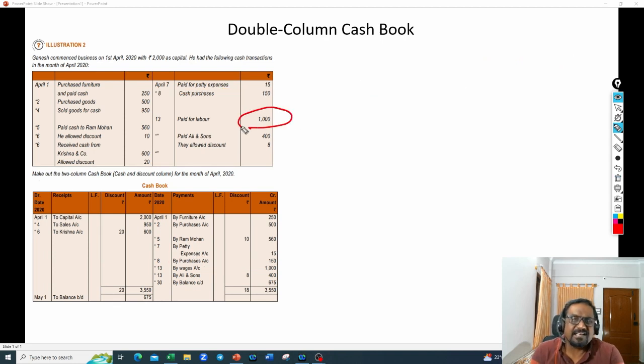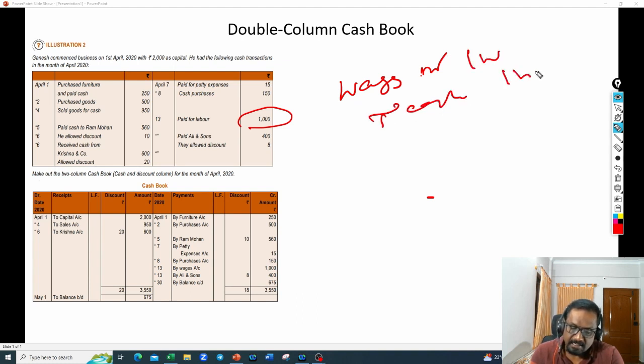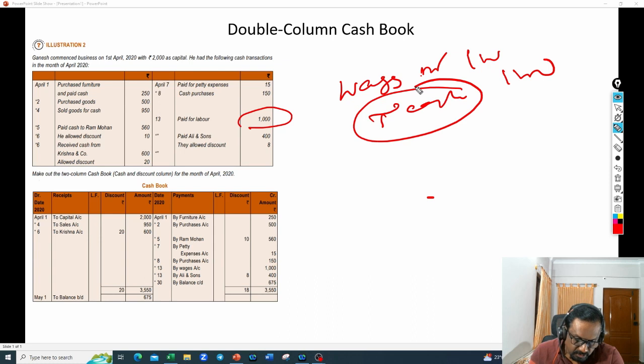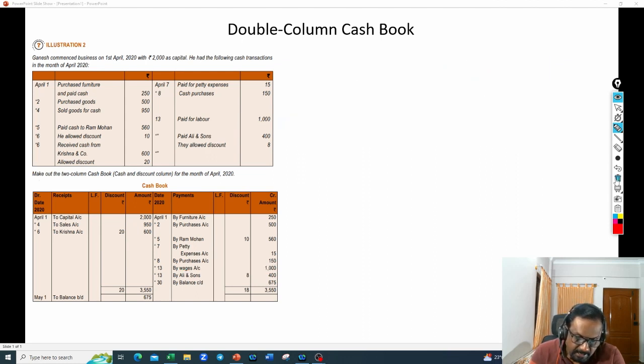Wages we paid. Labor is nothing but wages. So wages is an expenditure. So wages account debit to cash account 1000. This is the entry. So cash account is credited. So by wages 1000 we have credited. Clear? Right. Next, paid Ali and Sons 400, allowed him a discount 8.